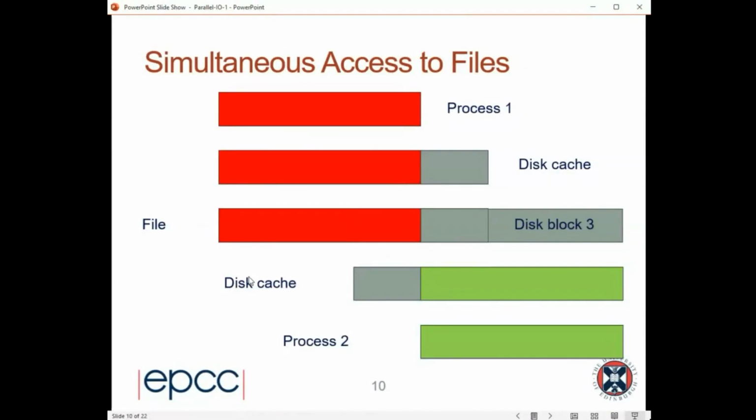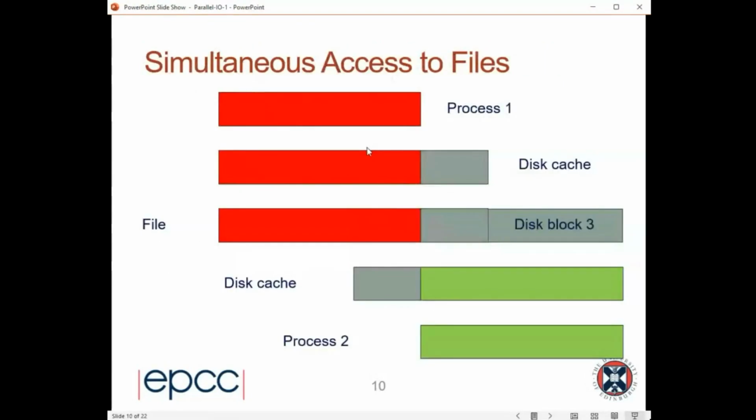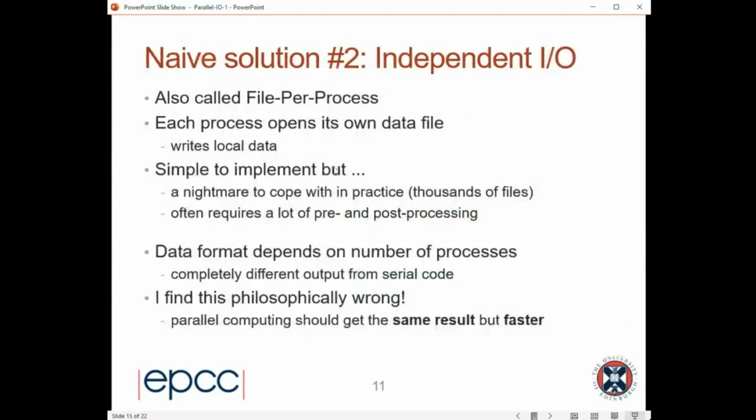So this might actually be solved by a parallel file system doing locking, but that would then serialize the I/O. So the naive solution number 1 of everyone opening the same file and writing to it is not a viable solution for a number of reasons. So the next thing people do in parallel is independent I/O. They do file per process. Each process opens its own data file and writes its local data.